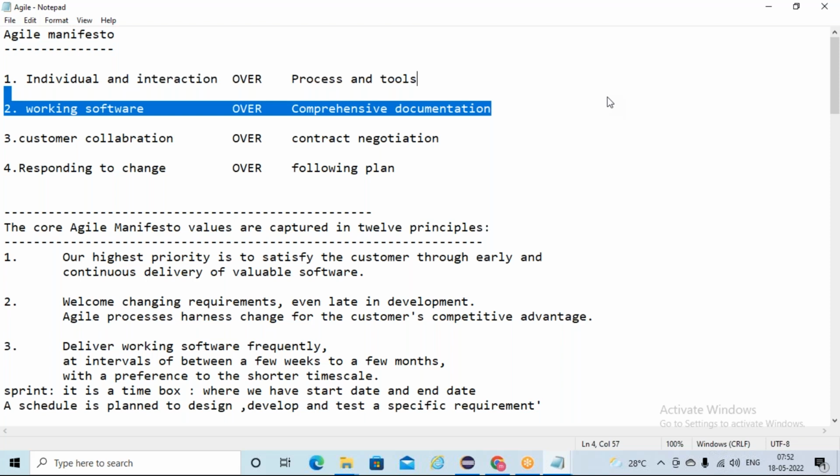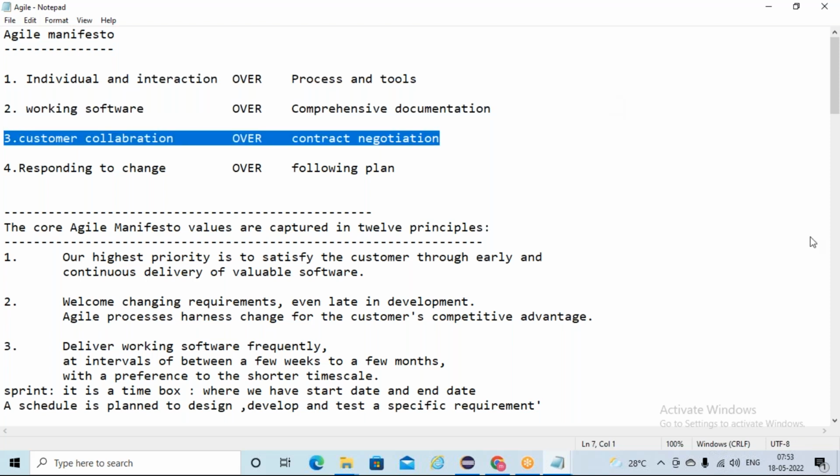I'm saying over. I'm not saying not. Not means we're not following documentation, just focusing on the working software. Not like that. We follow the documentation as well as we focus on the working software, but more importance to the working software. We give much importance to the left hand side than the right hand side. So that is what working software over comprehensive documentation. Next, customer collaboration over contract negotiation.